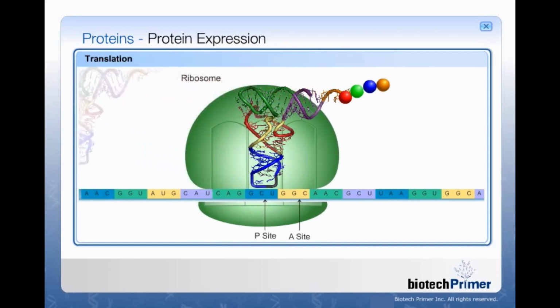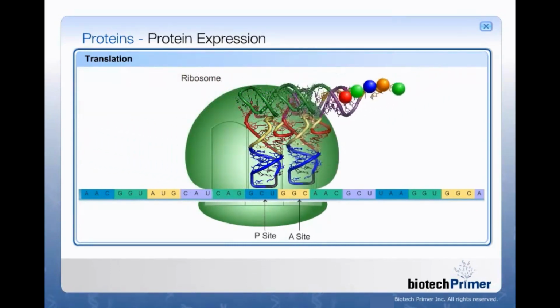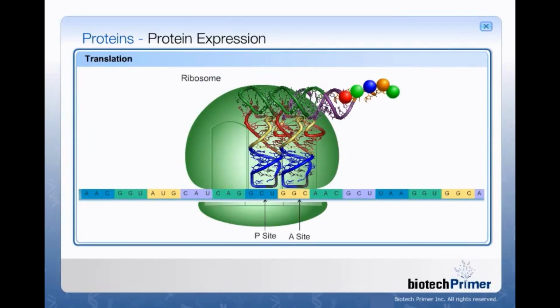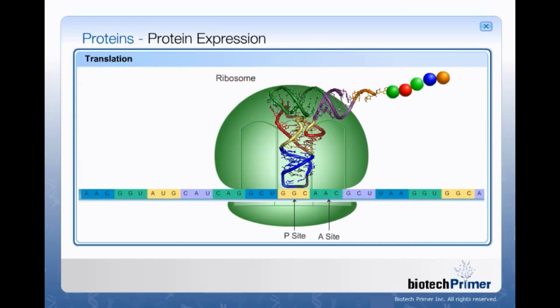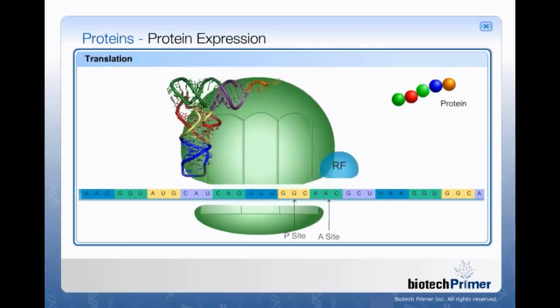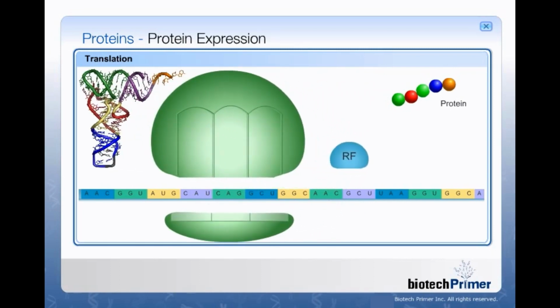The amino acids are stitched together to create a polypeptide chain according to the order of the codons on the mRNA. When the ribosome reaches a stop codon, a release factor binds to the A site. It carries no amino acid. This release factor signals the ribosome to release the newly synthesized protein. The ribosome then disassembles from the mRNA and moves on to find another mRNA molecule.